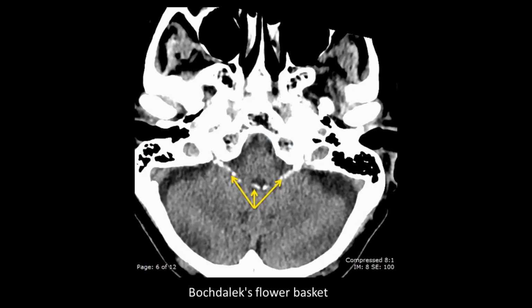This is a case of Bok-Dalek's flower basket. As we see here, these are some calcified choroid plexus that are passing through the lateral apertures of the fourth ventricle.